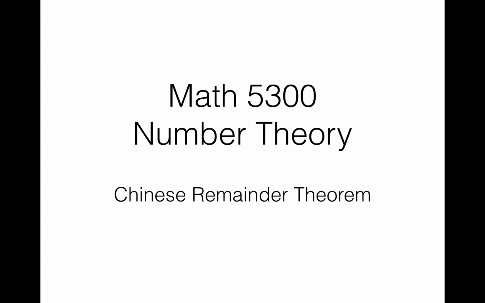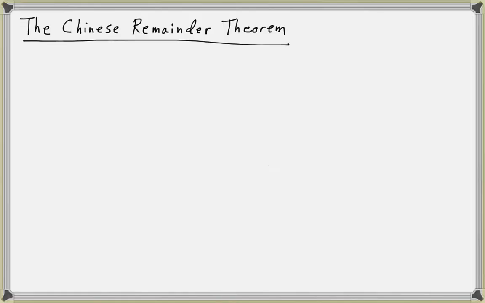In this lesson, we will discuss the Chinese remainder theorem for solving systems of linear congruences. So the first example of the Chinese remainder theorem appeared in the writings of a Chinese mathematician, Sun Tzu, which means Master Sun, sometime around the year 250 AD.